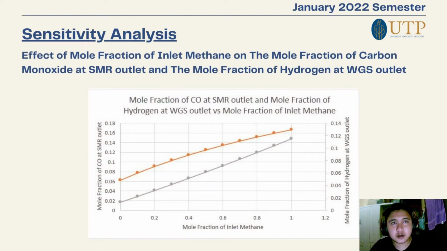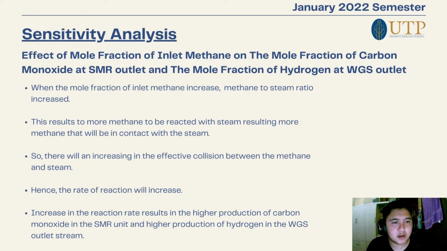For the effect of mole fraction of inlet methane on the mole fraction of carbon monoxide at SMR outlet stream and the mole fraction of hydrogen at WGS outlet stream, the graph will be shown here. When the mole fraction of inlet methane increases, the mole fraction of both carbon monoxide and hydrogen at the SMR and WGS outlets will increase as well. This is because when the mole fraction of inlet methane increases, the methane to steam ratio will increase. Thus, more methane will be in contact with the steam. So, when methane is in more contact with the steam, there will be an increase in the effective collision between the methane and the steam.